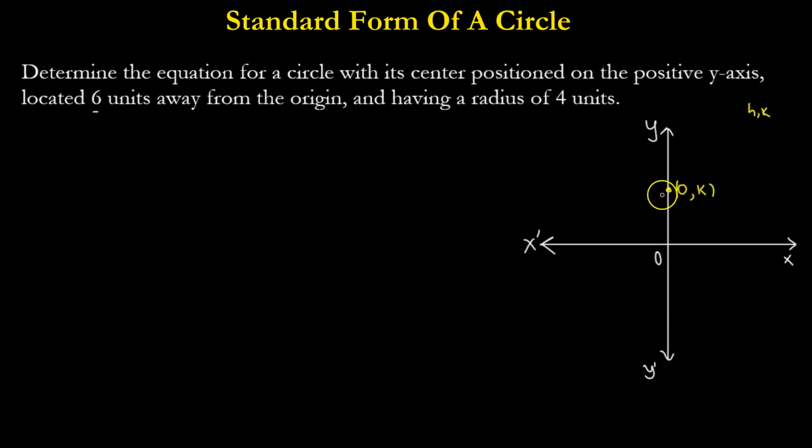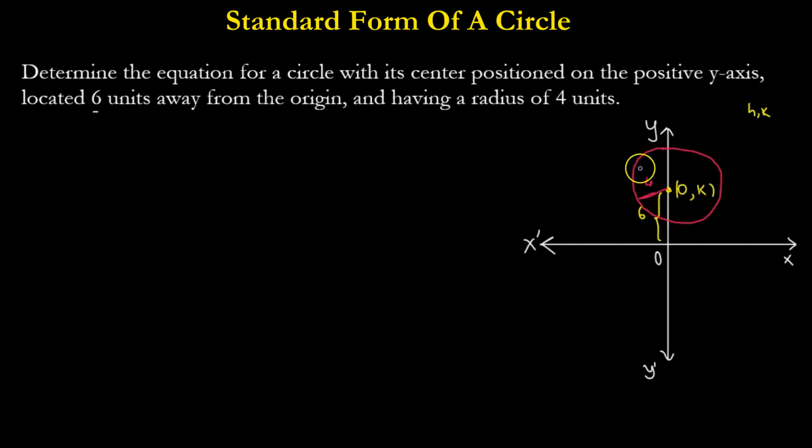Now this center is 6 units away from the origin of the coordinate system. So it is 6 units above the origin O and it has a radius of 4 units. So let's try to sketch the circle as well. Since it has a radius of 4 units, it's going to be less than the 6 units. So this is going to be a circle. So the circle has a radius of 4 units.